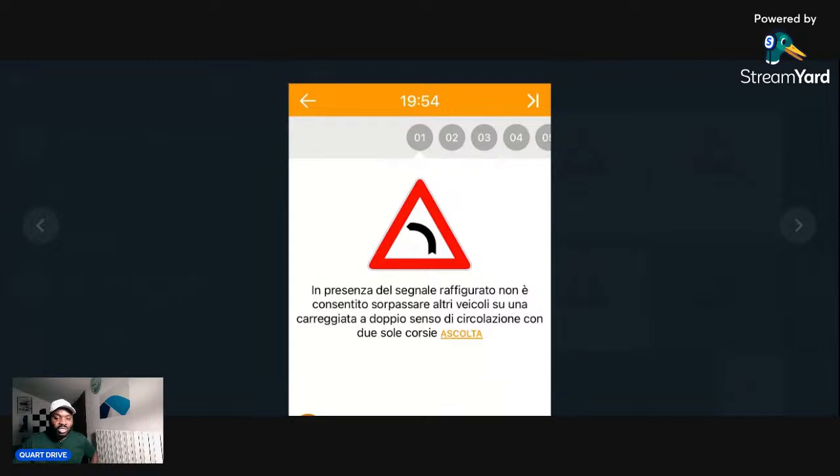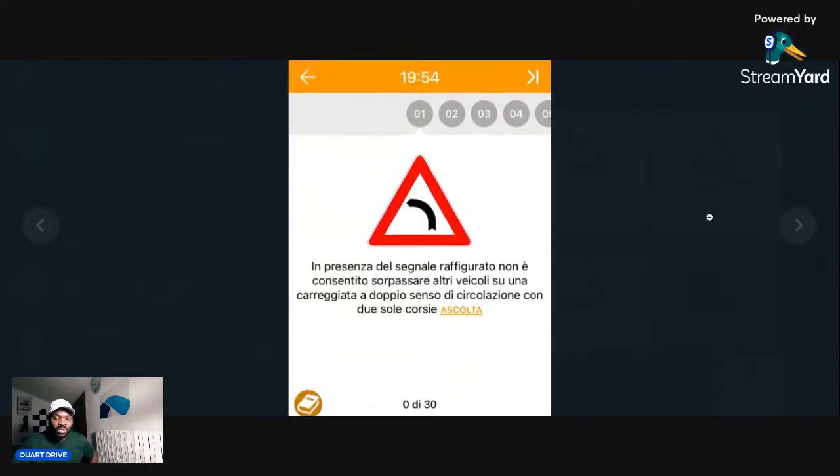Vero. Because when you are in the curve and it is not doppio, like it is not two lanes, even in the curve it is not allowed to overtake. So in the curve, we are not allowed to overtake. You can overtake depending on the corsia that the road is having. So the answer here is Vero. You cannot overtake in curva.